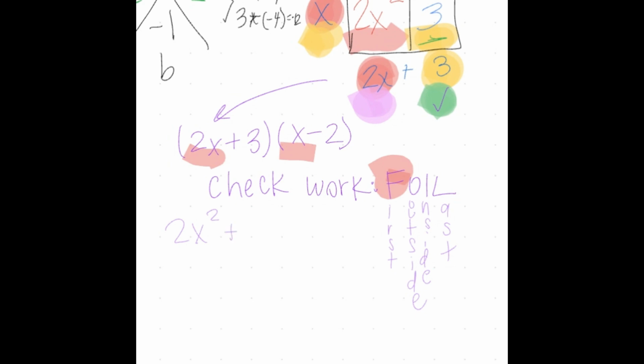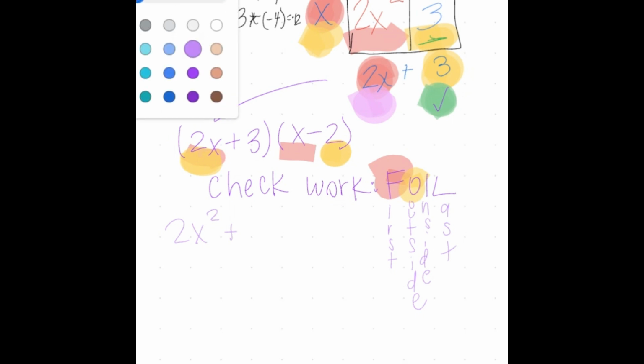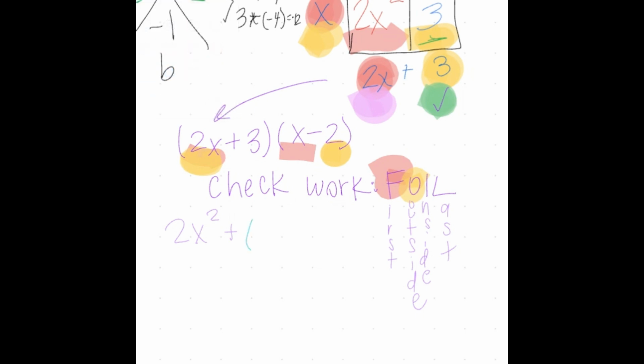Next, we're going to look at the outside pieces. We're just going to put a plus there so we can add the next piece that we find. The outside pieces are 2x and negative 2, because they're on the outsides of our multiplication situation, whatever you want to call it. But they're on the outside. So 2x times negative 2, the negative stays with the term, gives us negative 4x.